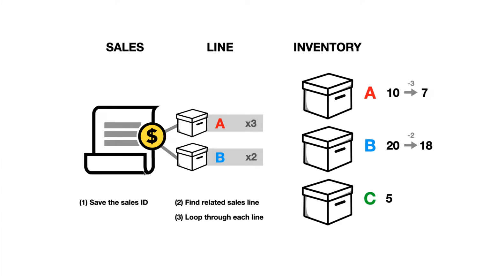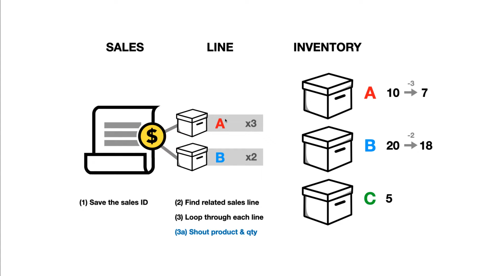We're still going to do the same 3 steps: save the ID, find the related sales lines, and loop through each item. But we are not going to save these, go to inventory, deduct the stock, and come back. We're just going to do one very simple thing at the first stage of this tutorial, which is to just shout out the product and quantity.